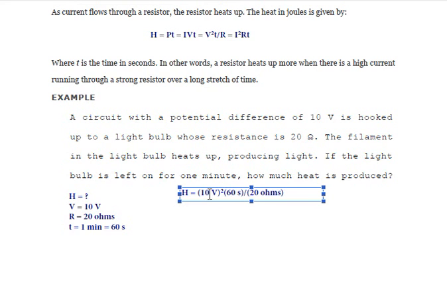Okay, so 10 squared is 100, 60 divided by 20 is 3, 100 times 3 is going to get us 300 joules of heat being taken out of the circuit. Since it's a light bulb, then it produces 300 joules.